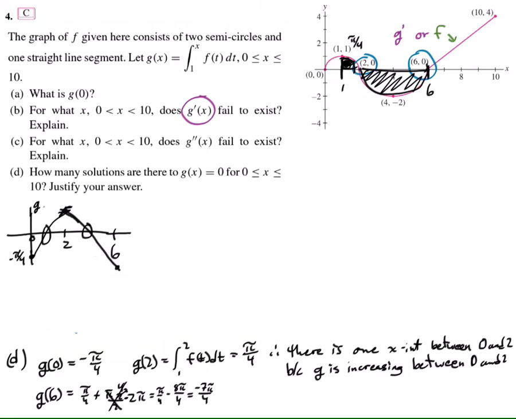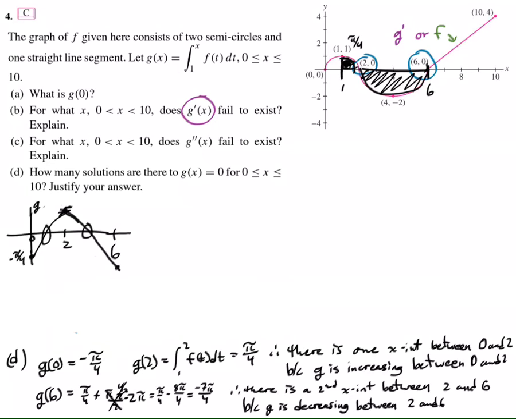We have another x-intercept. Now I'm going to say the same thing. I will say, therefore, there is a second x-intercept between 2 and 6, because g is decreasing between 2 and 6. Alright, now we only have one more interval to check, and that is all the way to 10.